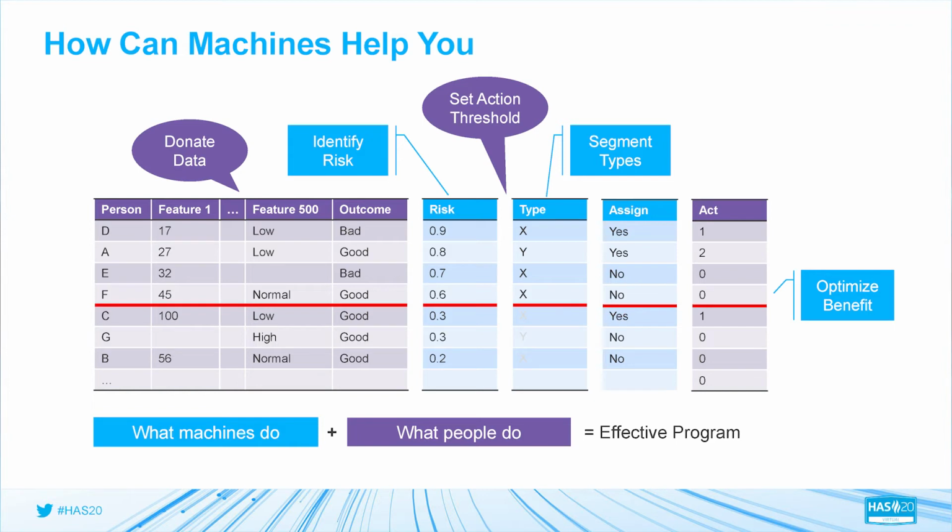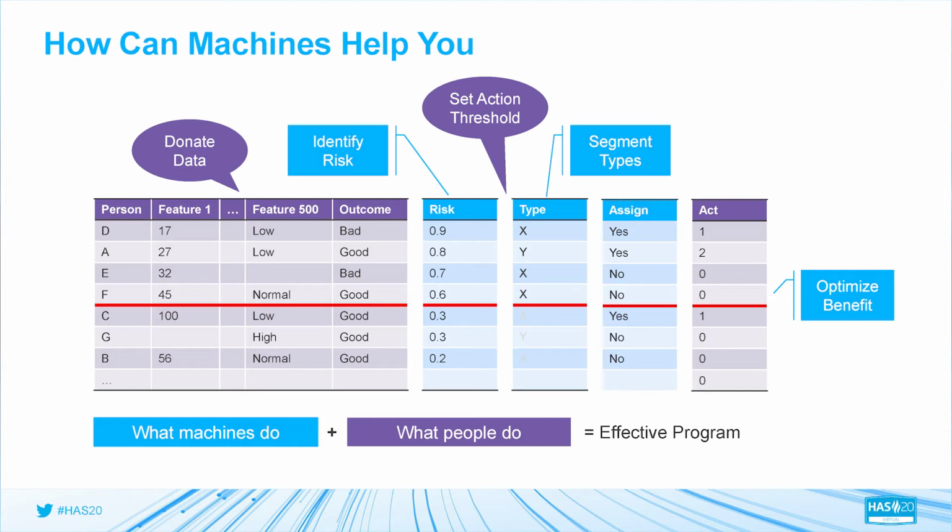And the next thing is that the computer can take and sort those members based on risk. So that's the first blue column. And that's something that a computer can do really well. And now you'll see, instead of just being sorted alphabetically by last name or something, we're now sorted based on their risk, from 90% of whatever that bad outcome was to 20% of whatever that bad outcome was.